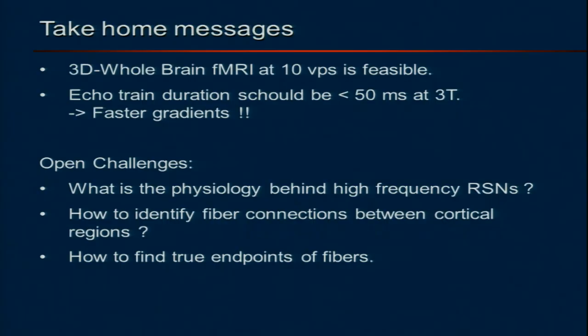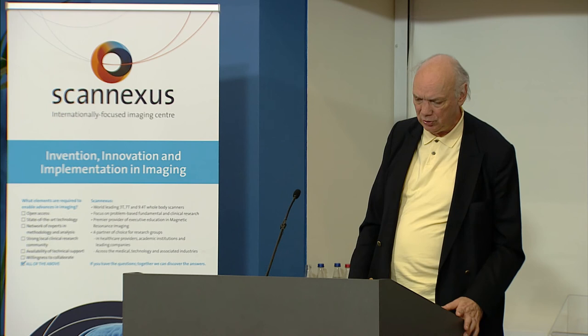We would like to get faster gradients, but unfortunately the tendency of the manufacturers currently is to build strong gradients which are linear over 2 meters, and that means they are inherently limited in terms of how fast you can switch them. And I think Franz should really work on a faster gradient. There's quite a lot of open challenges. We still have to understand what is the physiology behind high frequency RSNs. The BOLD effect is slow and we should not be able to detect anything beyond 1 hertz. This should already be difficult to get some signal. Well, we get signals, but we haven't understood what the signals are due to. And as already mentioned, we need to find the true endpoints of fibers.